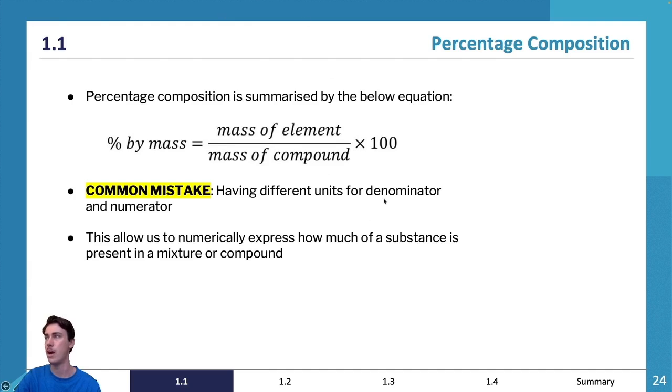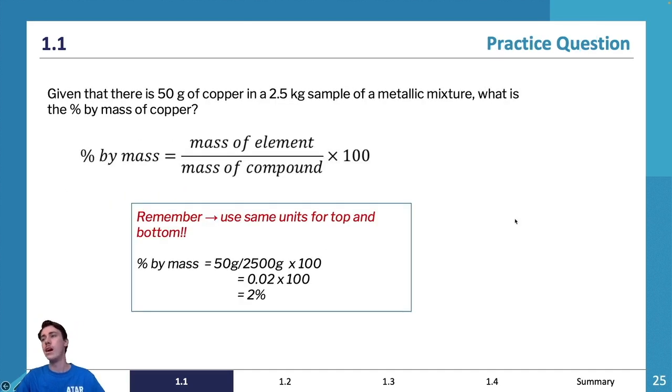So percentage composition is a really, really useful formula. Also important, a common mistake is having different units for the denominator. Please don't have different units as a denominator. That wouldn't work very well. It allows us to numerically express how much of a substance is present in a mixture or a compound, essentially what you want to look at. As you can see here, this is an example. Given that there is 50 grams of copper in a 2.5 kilogram sample of metallic mixture, what is the percentage mass of copper?